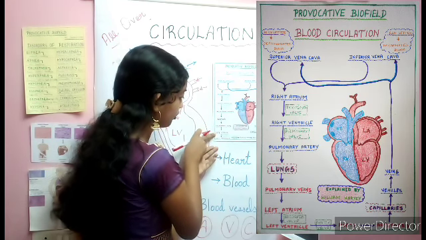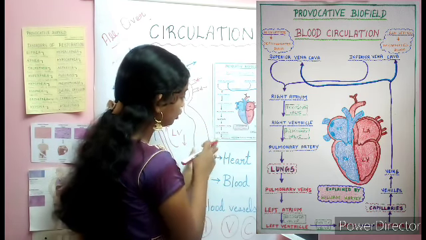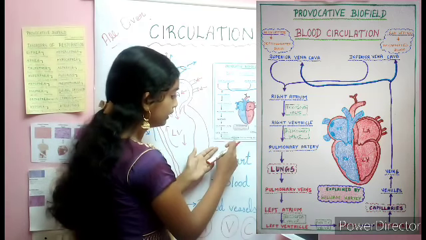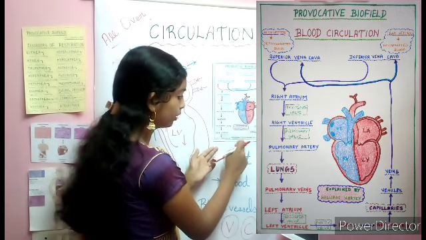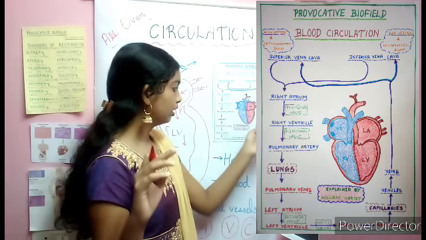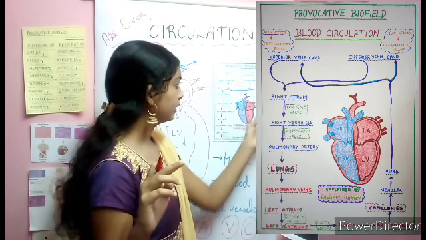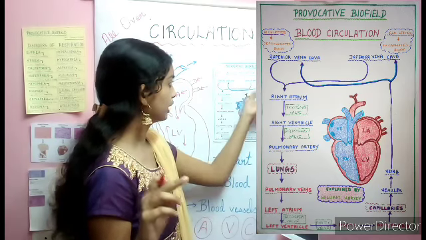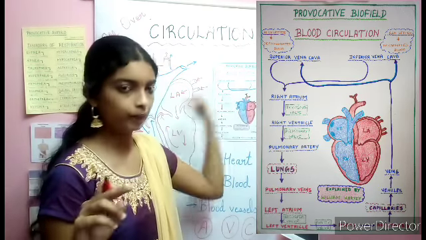Then it reaches the left atrium. Then through the bicuspid valve it reaches the left ventricle. Then through the aortic valve it reaches the aorta. From the aorta to arterioles, capillaries, venules and veins. And the veins again form the superior and inferior vena cava. Again the circle continues.